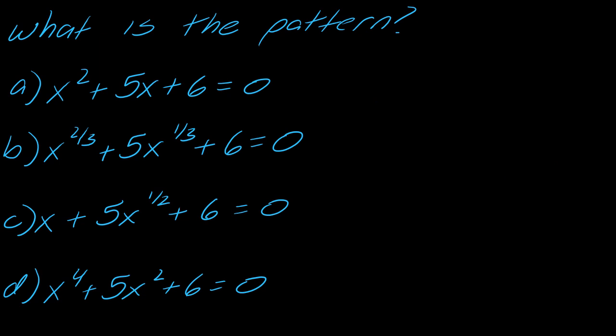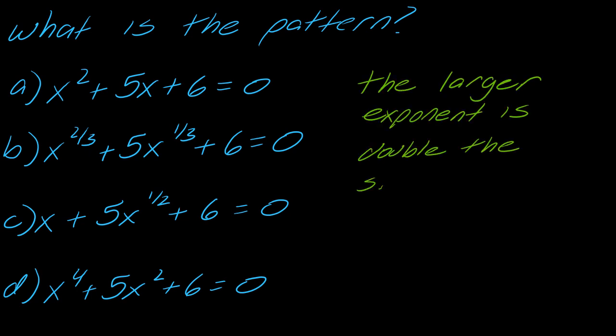Okay, so if you have been looking at this, for each of the smaller exponents, the larger exponent is always double the smaller exponent. This technically has an invisible exponent of 1 right here. So 1 times 2 is 2. Here's the exponent of 1/3. 1/3 times 2 is 2/3. Here's 1/2. 1/2 times 2 is 1. And this has an invisible 1 right here. And then finally, 2 times 2 is 4. So all of these have that relationship.